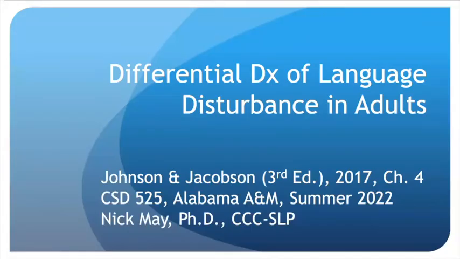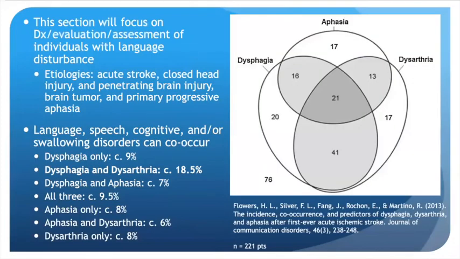Hi again, folks. Welcome to the third video on differential diagnosis of language disturbance in adults from Chapter 4 of the Johnson and Jacobson. All right, so this section will focus on diagnosis or evaluation or assessment of individuals with language disturbances. So the etiologies we'll discuss are acute stroke, closed head injury, penetrating brain injury, brain tumor, and primary progressive aphasia.